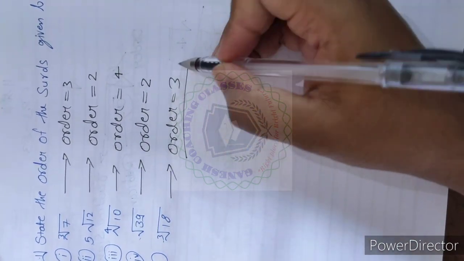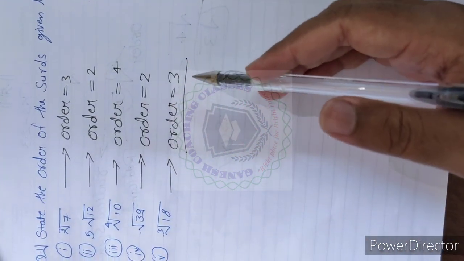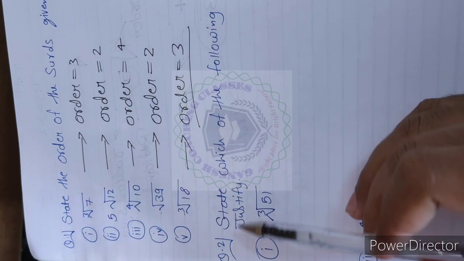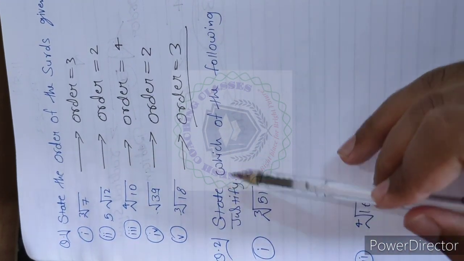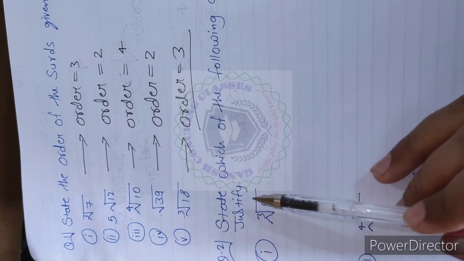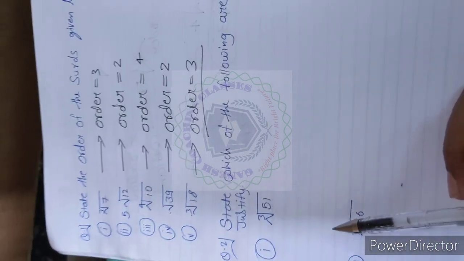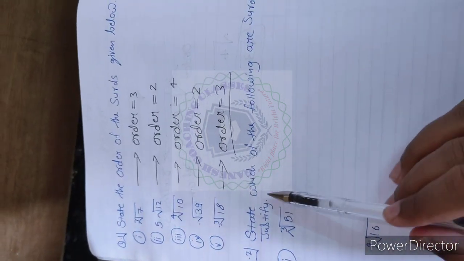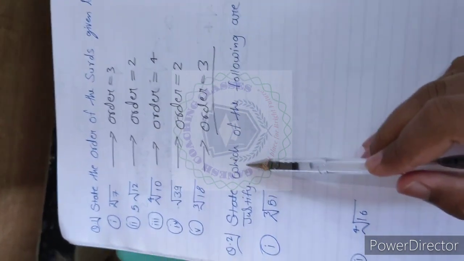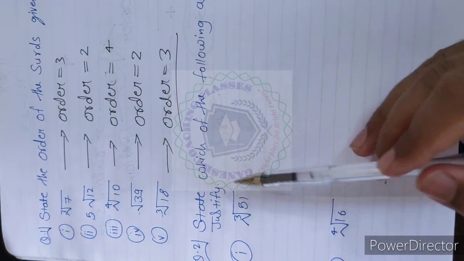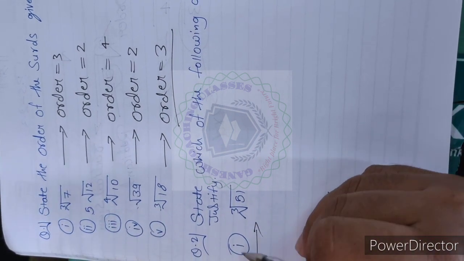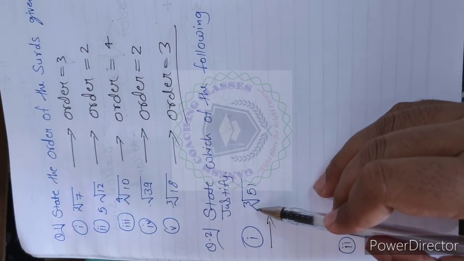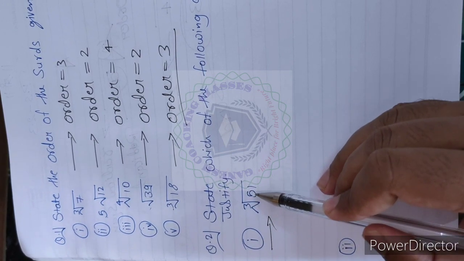Let's do question number 2. What is given in question number 2? State which of the following are surds and justify. Here we have been given some examples, and we have to state which of them are surds, and we have to justify our answer. First of all, let's do question number 1. What is given here? That is the cube root of 51.